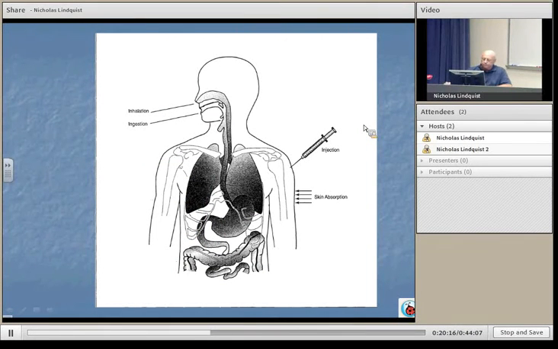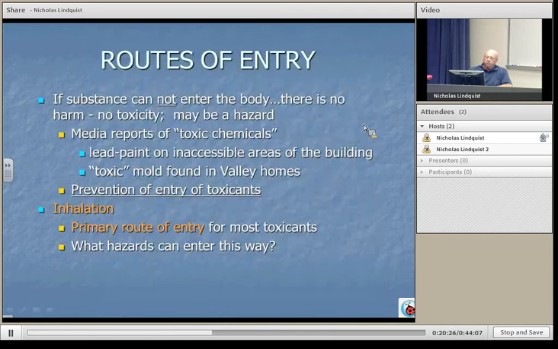Again, this is illustrating our routes of exposure. Inhalation and skin contact or skin absorption are primary routes. Ingestion is next, and injection is probably the least likely or common route. Basically, if you have a toxic substance, as I mentioned earlier, and that substance doesn't enter the body, then you're not going to have any hazard from exposure. If you can create a situation where it can enter the body, then you're going to have a potential toxicity effect.